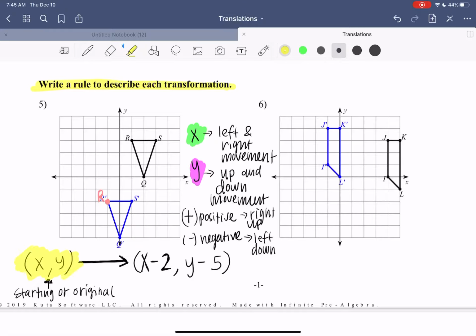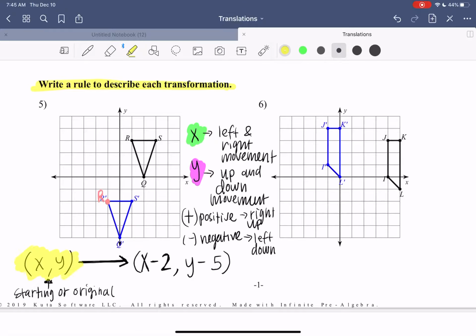So now that this R is in the R prime location, remember, it can't just stay R. We're going to have to add that prime mark, which says it's no longer in the original location. So we have to move the whole shape.